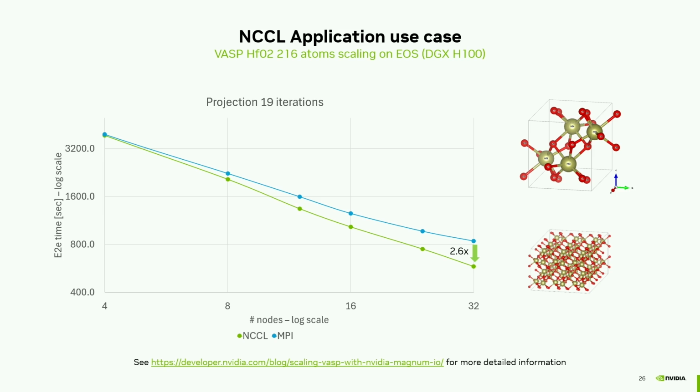If we take the hafnium simulation with 216 atoms and scale that also on EOS from 4 to 32 nodes, at the limit we see a 2.6x speedup due to using NCCL instead of CUDA-aware MPI. At the bottom there's a link to a blog post which provides more information on the exact use case and how this is done.